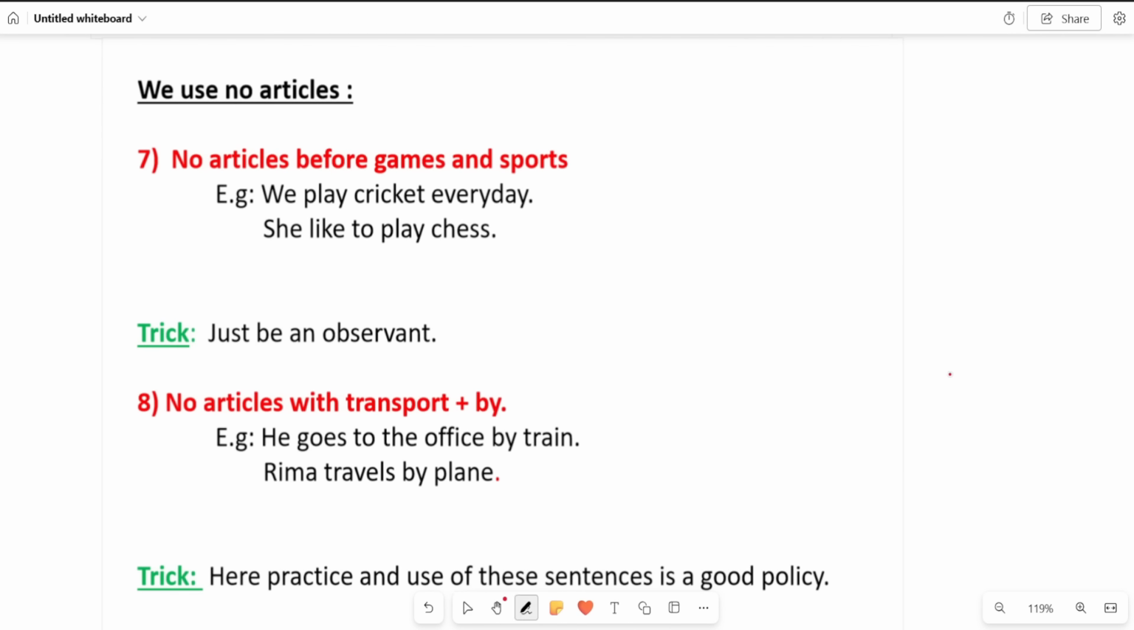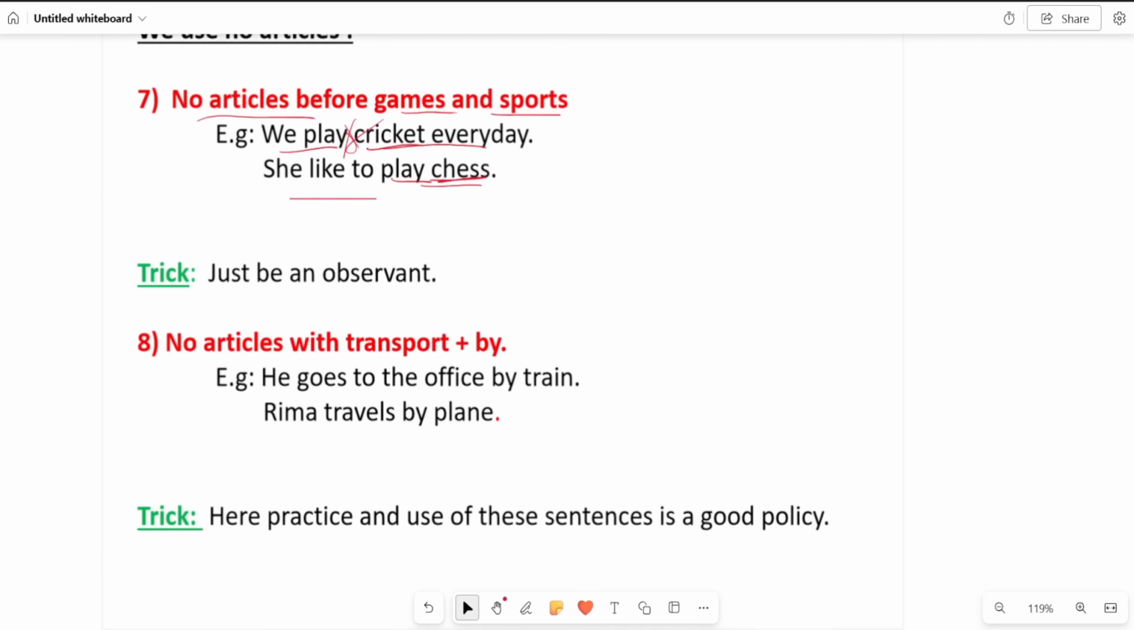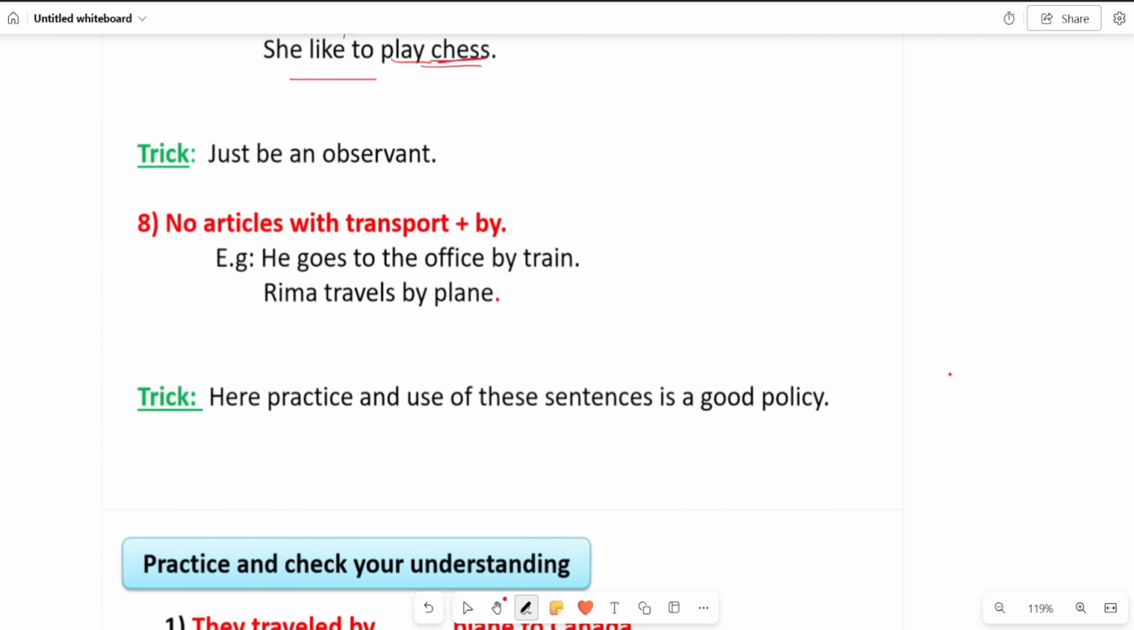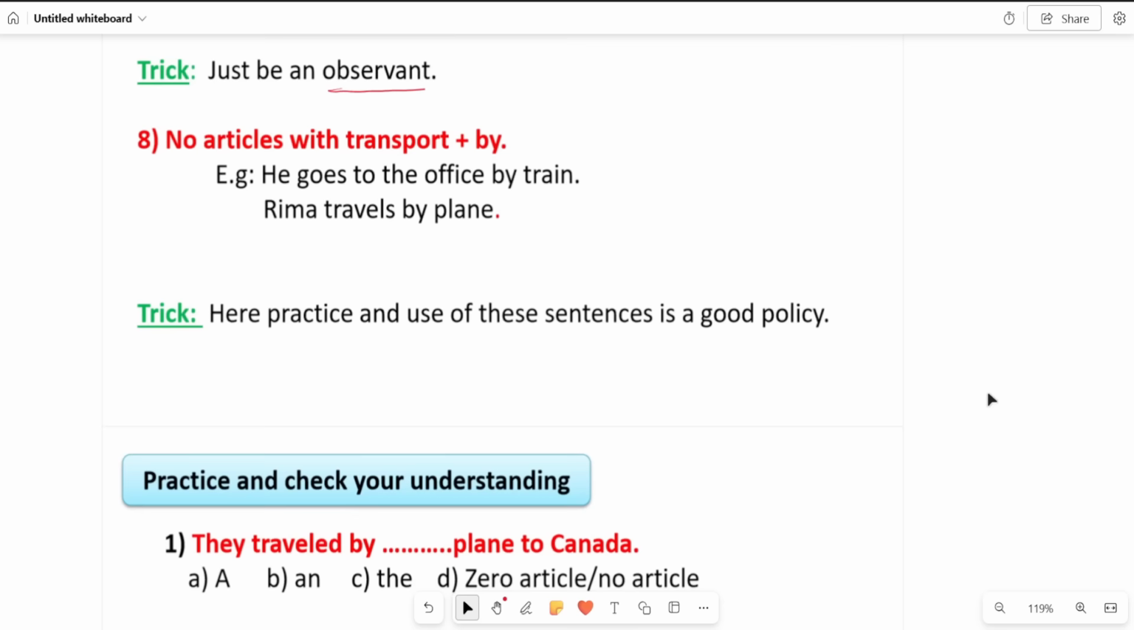Then we use no article before games and sports. For example, cricket and chess, etc., they are games and sports, right? Before them we don't use any article. For example, we play cricket every day. Here I haven't used any article, right? She liked to play chess. Here also we don't use any article. What would be the trick here? The simple trick is we should be observant. We should not neglect these things while speaking and writing as well.